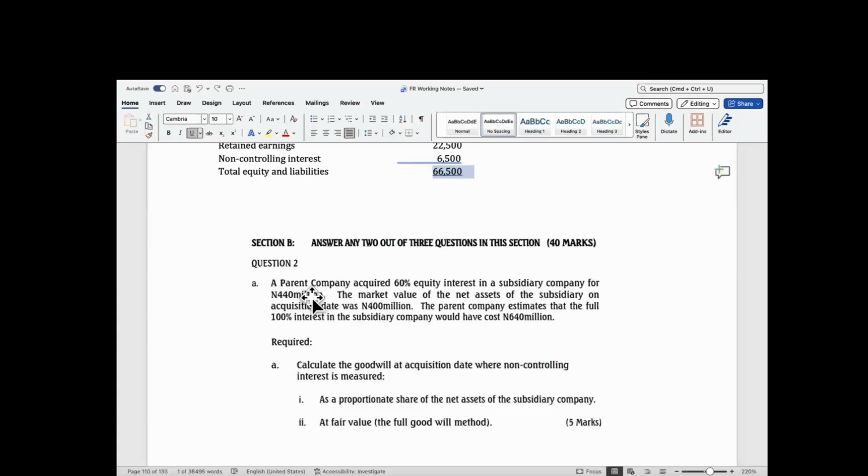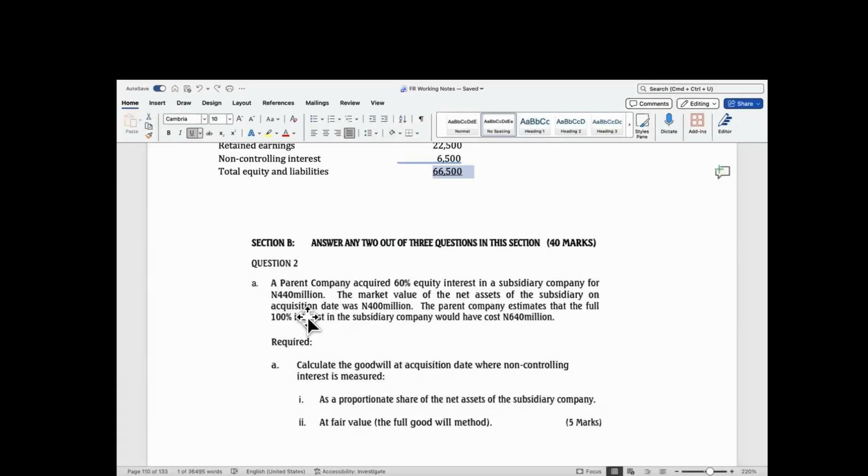I'm told that the market value of the net asset of the subsidiary on acquisition date was 400 million. The parent company estimates that the full 100% interest in the subsidiary company would have cost 640 million. Required: calculate goodwill at acquisition date, where NCI is measured at proportionate share of the net asset of the subsidiary company, and at fair value of full goodwill method. So this question basically focuses on calculating goodwill, which is gotten from cancellation.